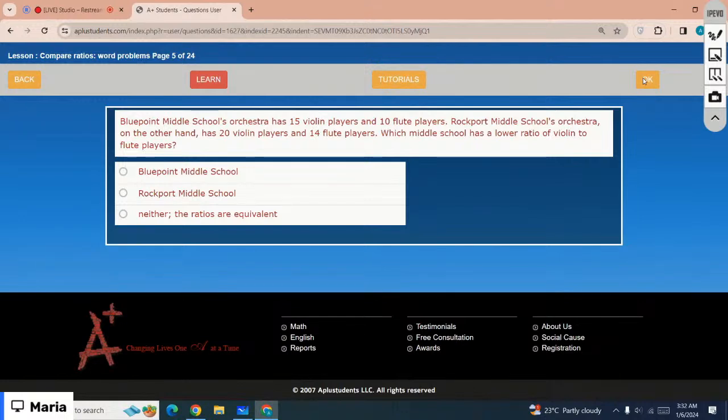Blue Point Middle School's orchestra had 15 violin players and 10 flute players. Rockport Middle School's orchestra, on the other hand, has 20 violin players and 14 flute players. Which middle school has a lower ratio of violin to flute players? So, which is the correct option? Just do the calculations on your notebook and write the answer in the chat box. I'm waiting for the answers.